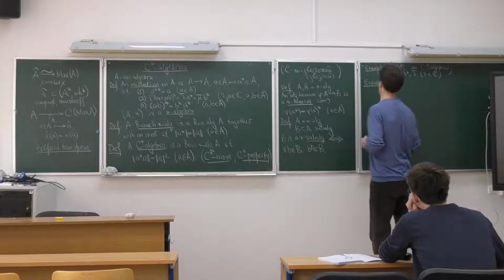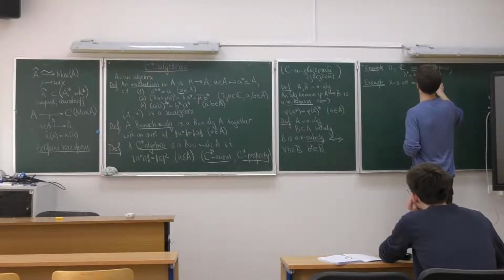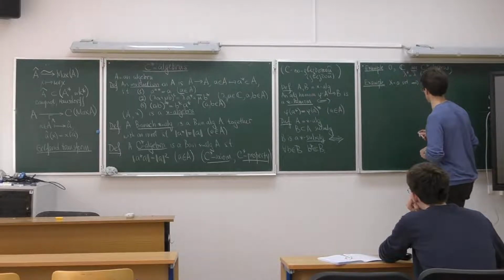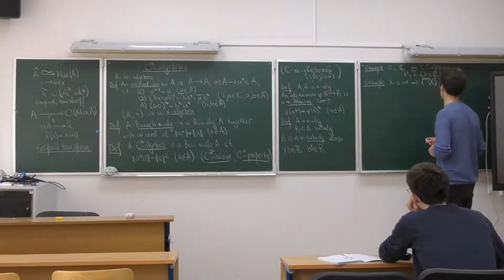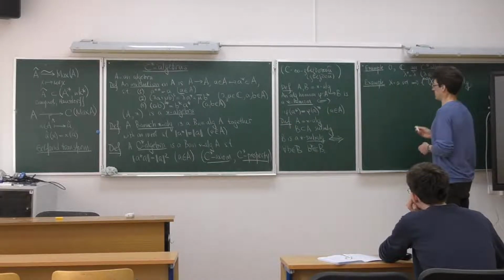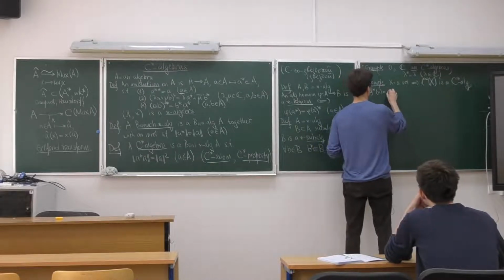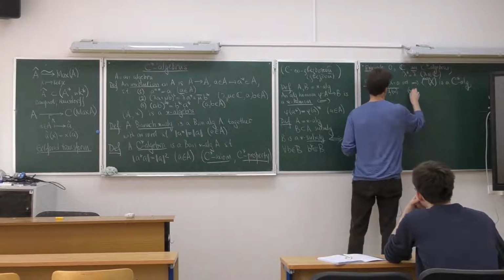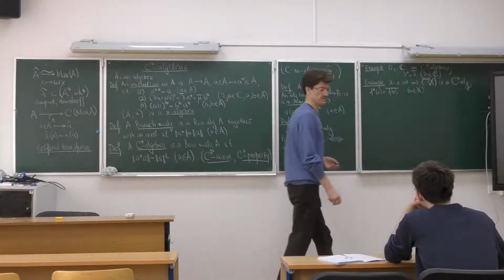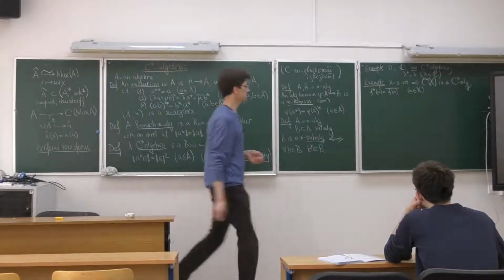Now a little bit more interesting example. If X is a set, then the algebra of bounded functions, little L infinity of X, well, we know that it is a Banach algebra for the supremum norm, but it is actually a C-star algebra. The involution here is just the pointwise complex conjugation. So this formula defines an involution, and this involution obviously satisfies all these conditions. So it is a C-star algebra.